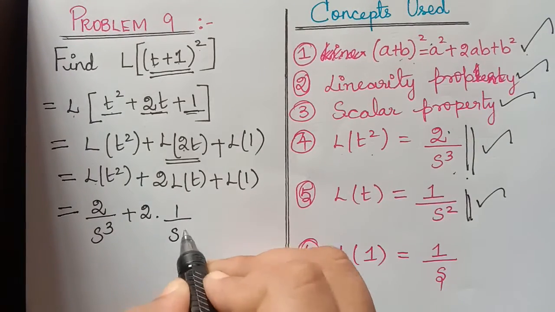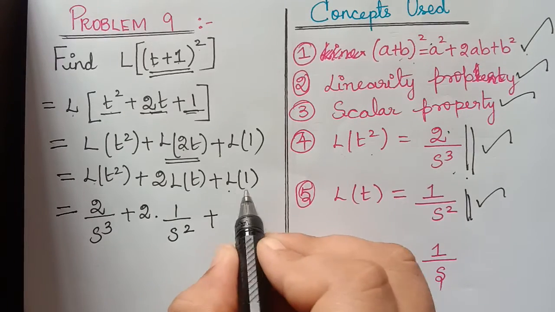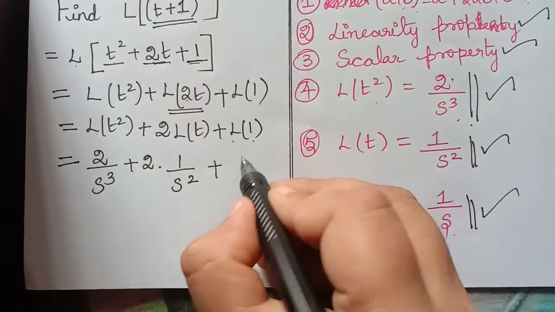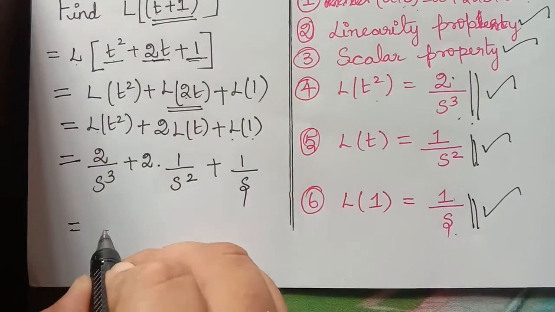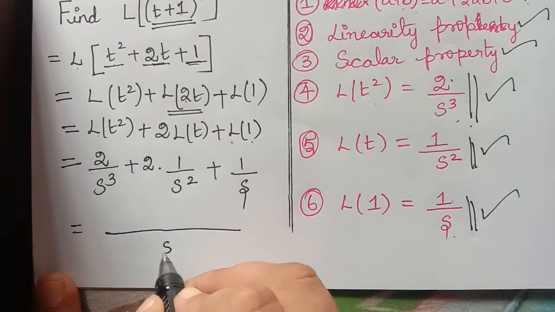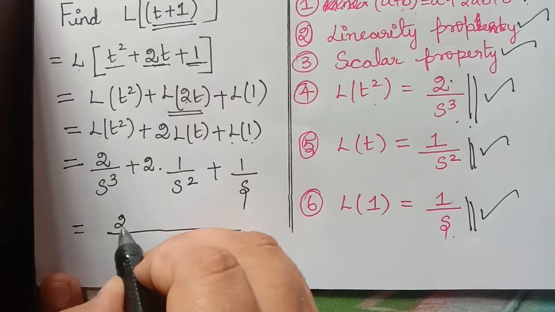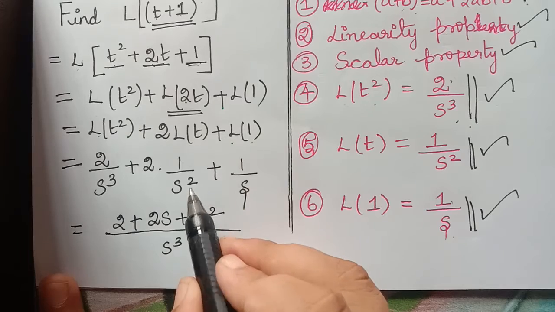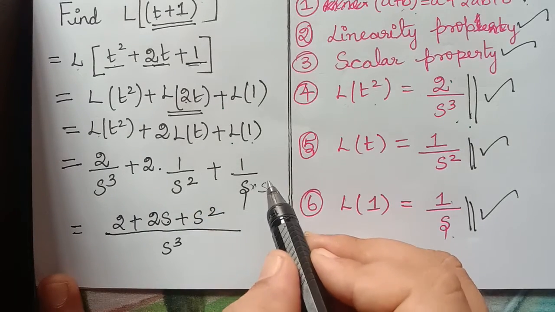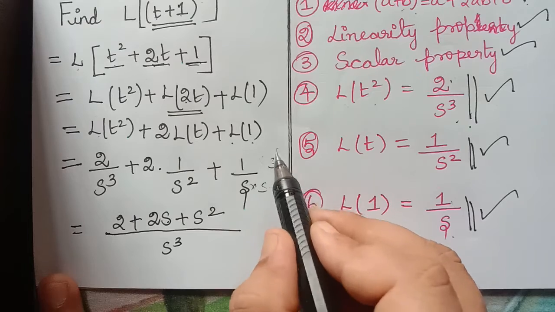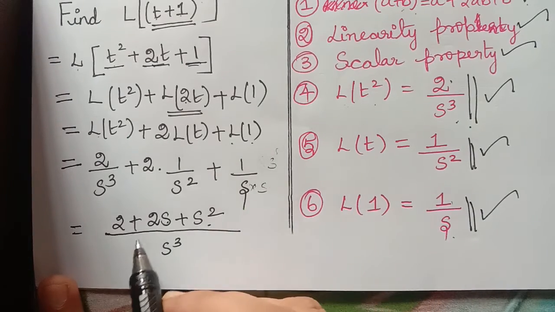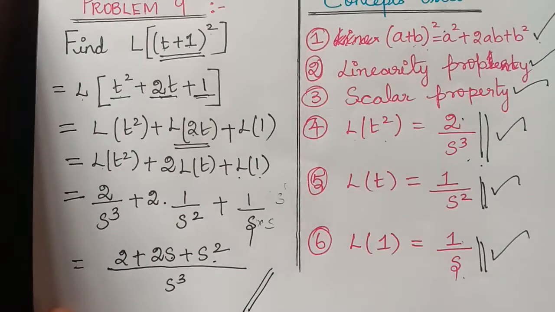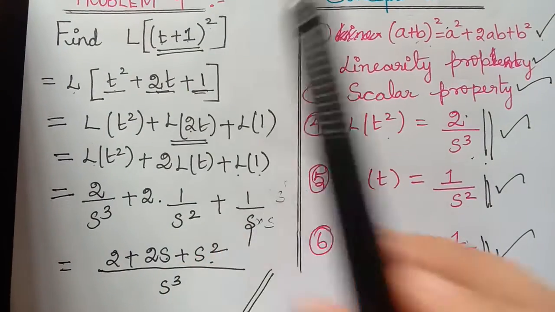So 1 divided by s square plus Laplace transform of 1 is equal to 1 by s. So this one we have to substitute here. So 1 by s. We can take the LCM here. So the LCM will be s cube, and here we will have 2 plus 2s plus s square, because we have to multiply s over here so that we get 2s, and here we have to multiply s square so that we get s square here. So (2 plus 2s plus s square) divided by s cube is the solution for this question, that is Laplace transform of (t plus 1) the whole square.